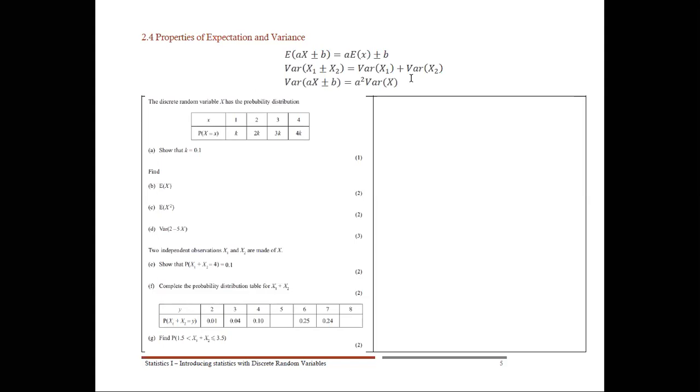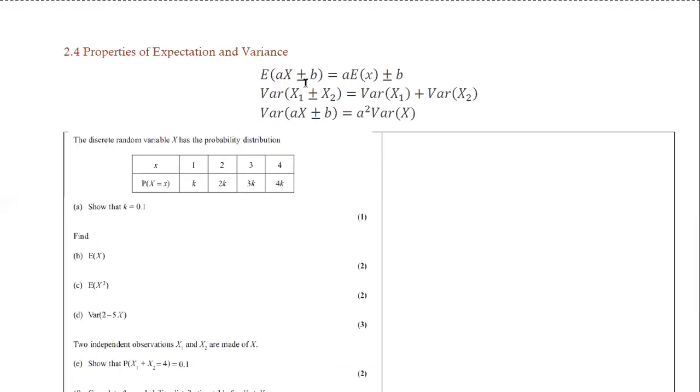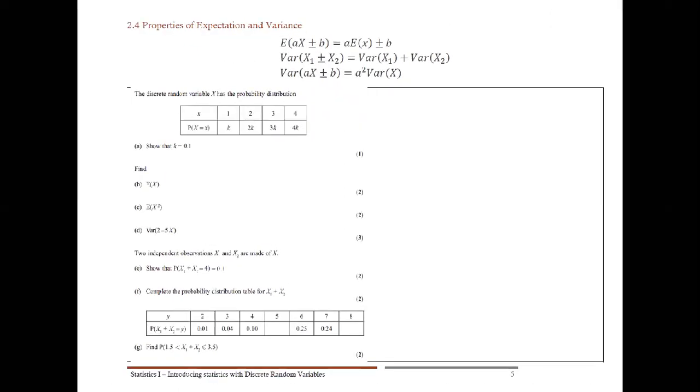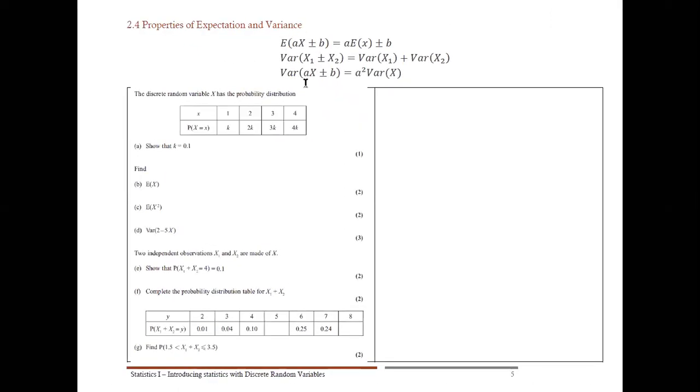And then the last property, if I were to calculate the variance of aX plus or minus b, so if I have a multiple in front of the x, in this case you can see I have a multiple in front of the x, the a value, correct? So if I have the multiple in front of the x, once I have the multiple, I need to square it. So it will be a squared times the variance of x.